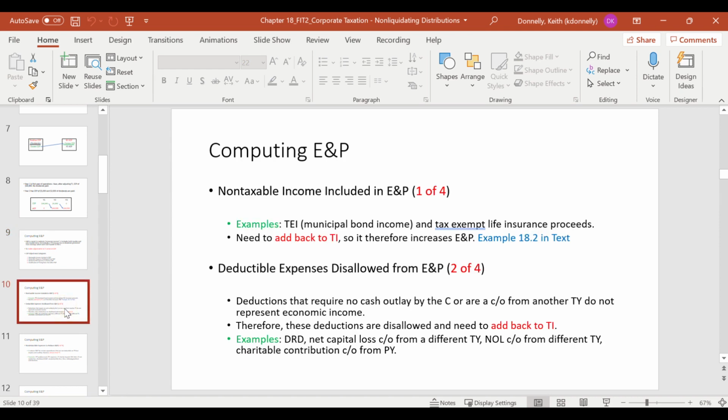So the first one here is non-taxable income included in E&P. This means income that was not taxable on the tax return, but is taxable for E&P. So what that means is we need to add this back to taxable income. We have to increase our taxable income to arrive at our E&P in these situations. Examples are muni bond income and tax-exempt life insurance proceeds. These were excluded on your tax return, but they need to be included in your E&P.